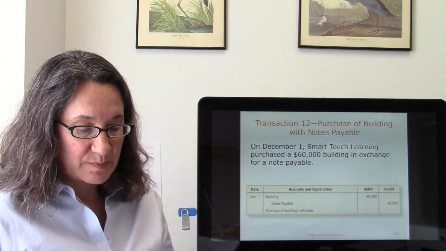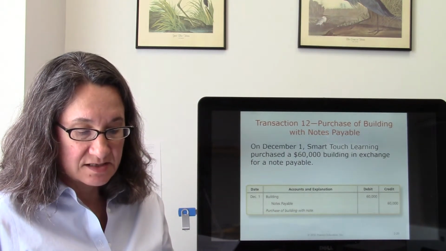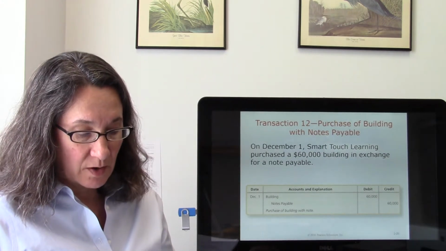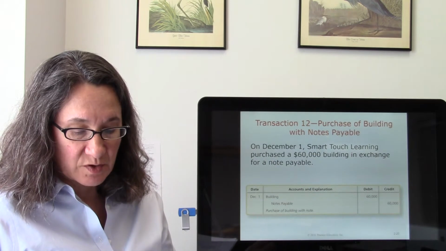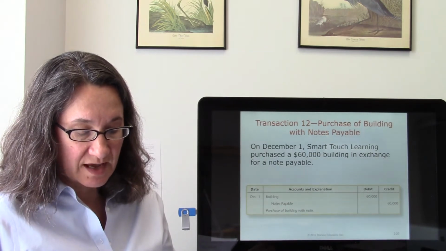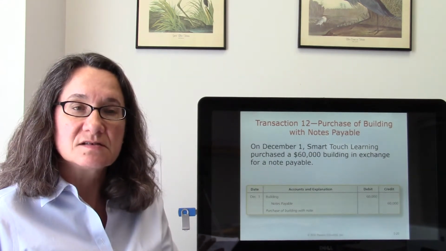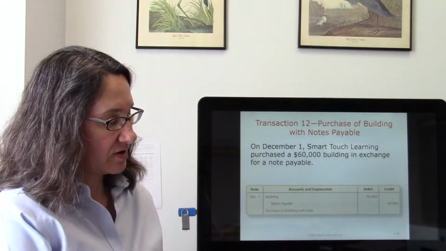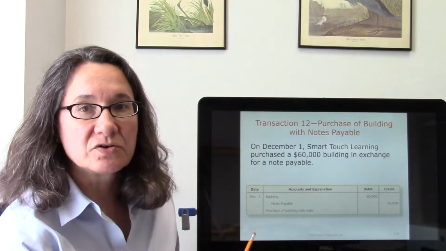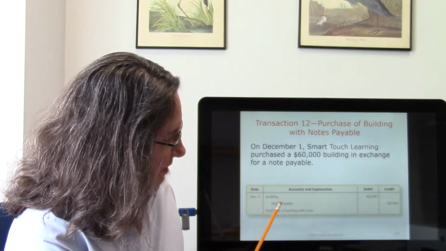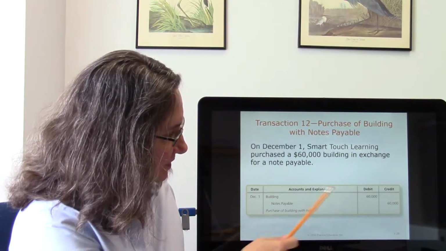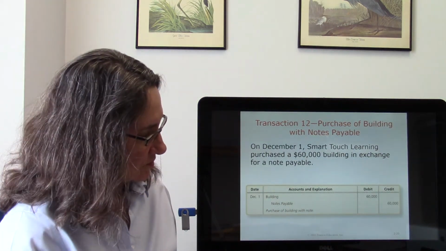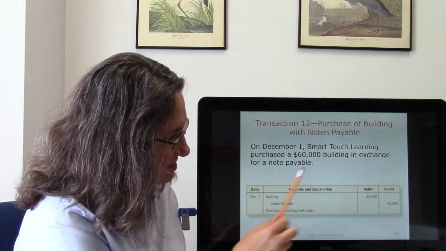Smart Touch Learning purchased a building which increases an asset, so we debit the building asset account. The business borrowed to purchase the building, so notes payable is increased with a credit. So that's the analysis. What accounts are affected? Are they increasing or decreasing? Therefore, is that a debit or a credit? So here, let's do our journal entry. Our journal entry is debit building, $60,000. Credit notes payable, $60,000. We increase the asset and we increase the liability.